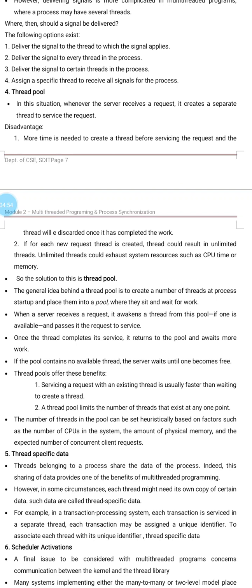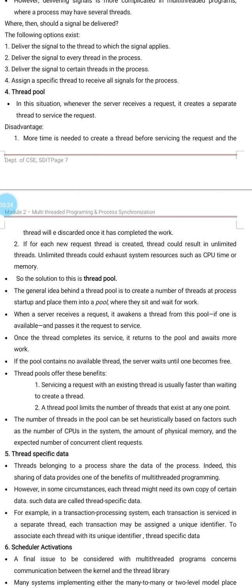So time is required. Whenever a request is coming in, the server has to create a thread to service that particular request. For each request, a thread is created. So it is possible that you might have unlimited threads, which could exhaust system resources such as CPU time and memory. We know CPU time and memory are limited resources.